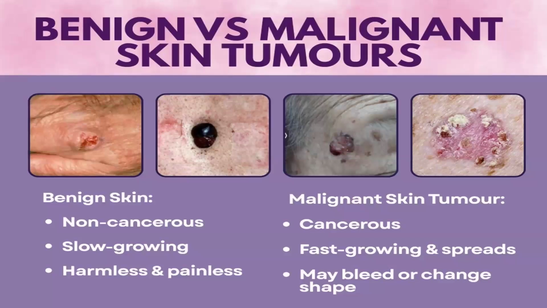So now, all this time we have been talking benign, malignant, benign, malignant. You should know that benign lesions are non-cancerous. These are very slow growing, or sometimes it just appears and doesn't grow. And this is harmless and painless. Whereas malignancy means cancer. It is fast growing. So what is the problem? It's going to spread elsewhere in the same site, or it can spread through the blood or through the lymph, depending on the type of malignancy. It can bleed or it can change shape.